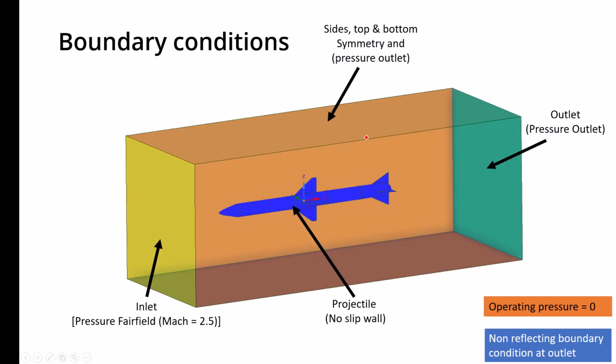So these are the boundary conditions, and a non-reflecting boundary condition was used at the outlet. Operating pressure was 0. The inlet pressure and outlet pressure were set at 101,325 as we do with any compressible simulation. This is a compressible viscous simulation.